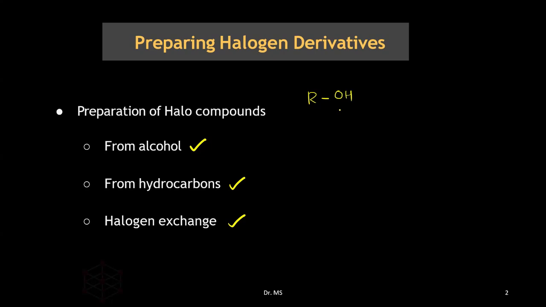Okay, this group we call alcohol. So this we are converting into this, which is alkyl halides or halogen derivatives. We also use hydrocarbons. What are hydrocarbons? It can be the alkanes, the alkenes, and the alkynes.